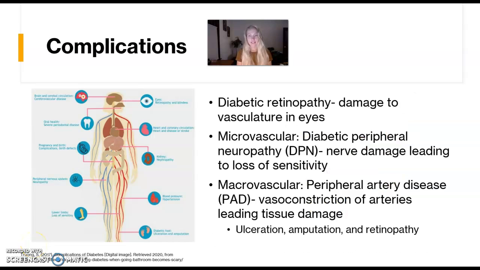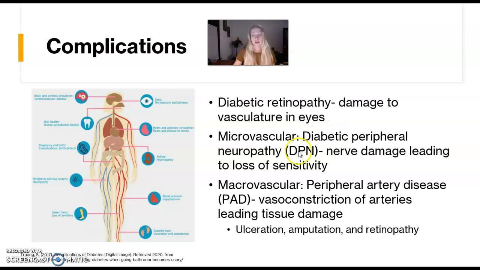Complications of diabetes include diabetic retinopathy, which is when you have damage to the vasculature of the eyes, causing damage to your vision. There are two main types of complications. There are microvascular, meaning happening in the very smallest vessels, and macrovascular, which happens in your larger blood vessels.